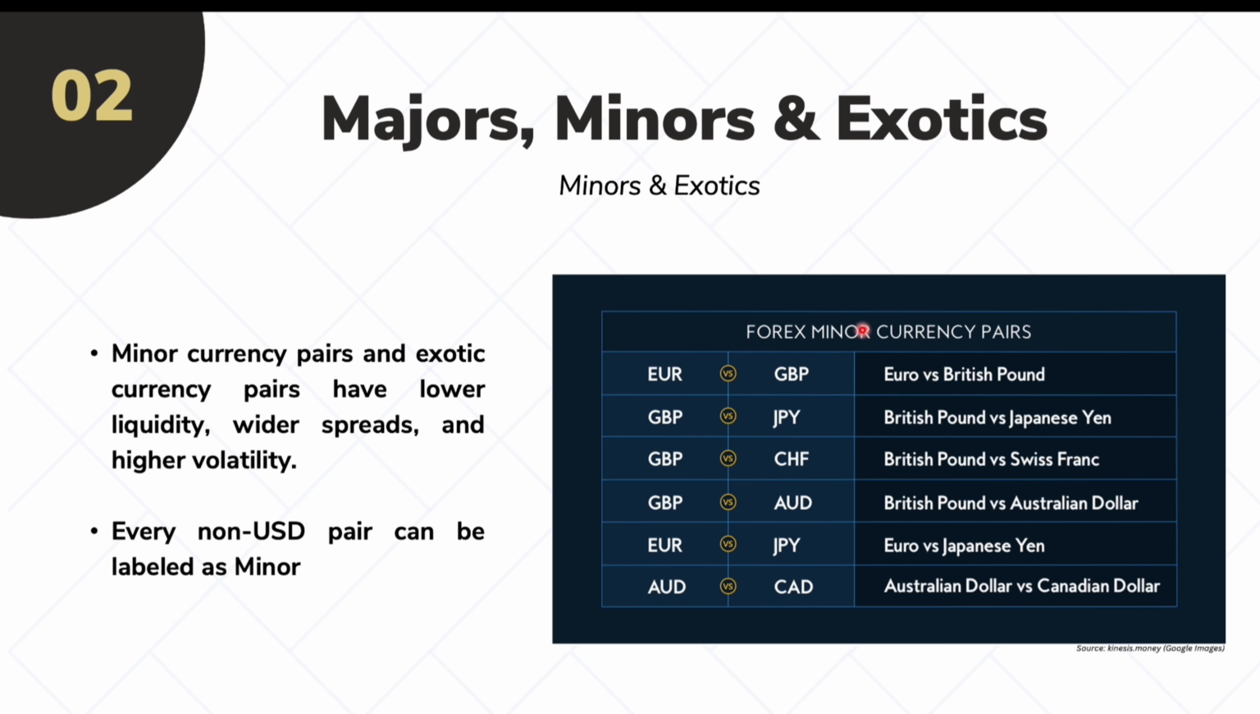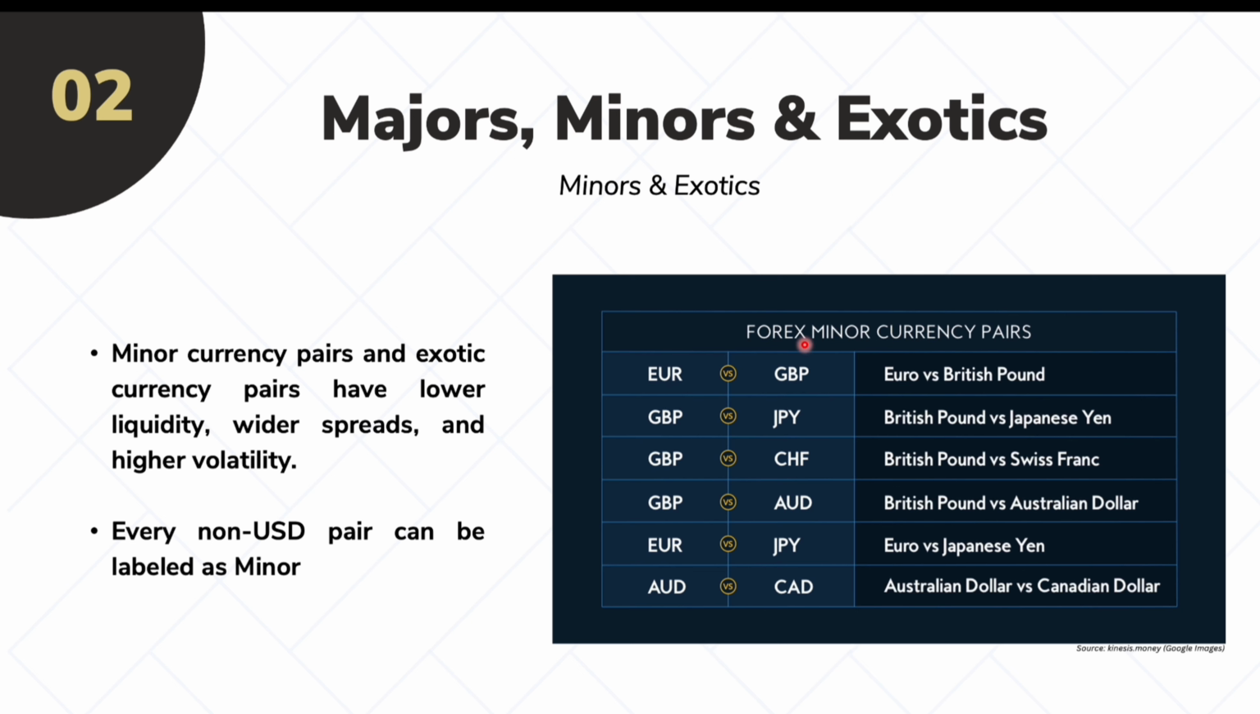Then let's talk about the minors and the exotics. Minor currency pairs and exotic currency pairs have lower liquidity, wider spreads, and higher volatility. That makes these pairs still good to trade, but the majors just move cleaner and better. And a rule of thumb you can remember from this is that every non-USD pair can be labeled as a minor.